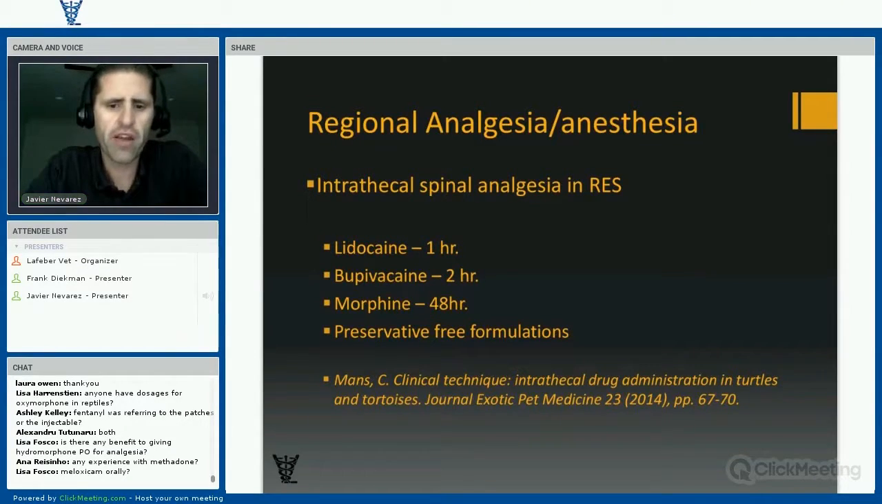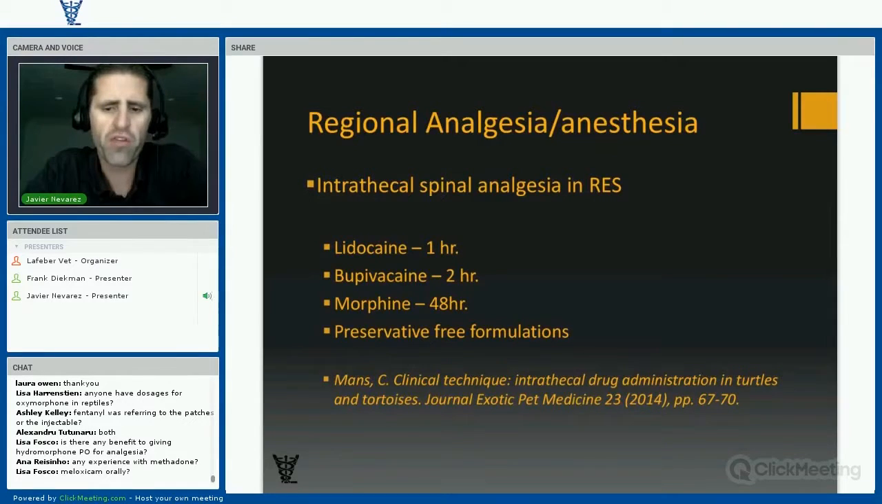I put the reference there. If you're not familiar with this technique, it's certainly something worth looking up and being familiar with. We have certainly used this technique in a number of patients from different chelonian species, everything from box turtles to alligator snapping turtles to sulcatas. And I can tell you that they did a really, really good job describing that technique.